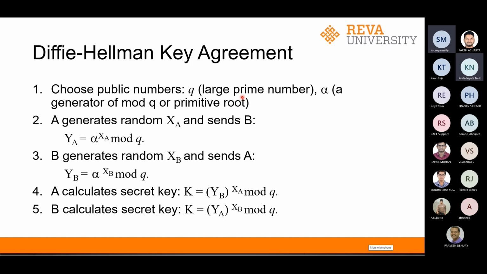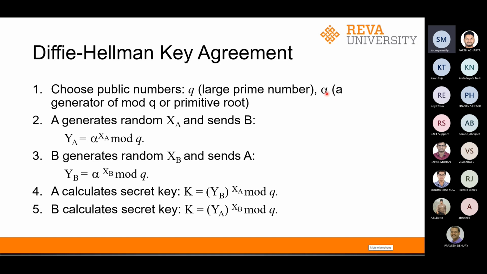So q itself should not be divisible by the generator. We are taking two numbers, one is q, another is another number. If q is itself divisible by alpha, there will be a problem, right? Yes, it should not be divisible. Exactly. That's why it should be a prime number, and alpha is a generator.